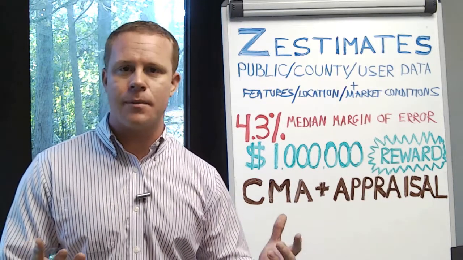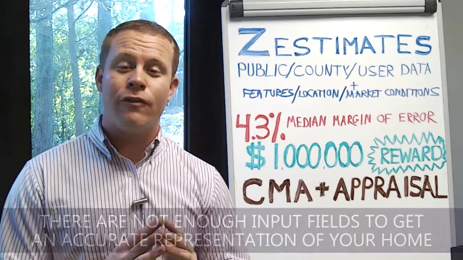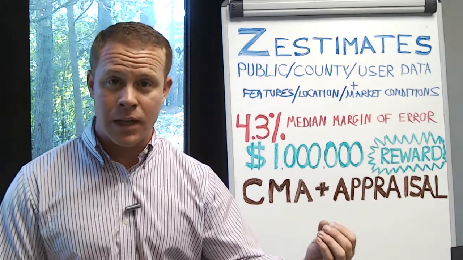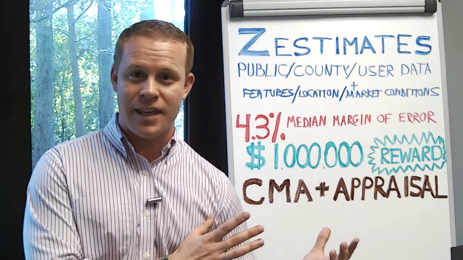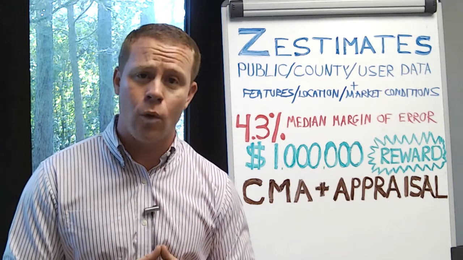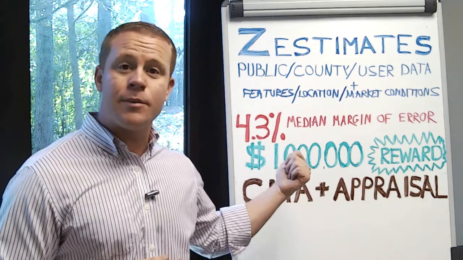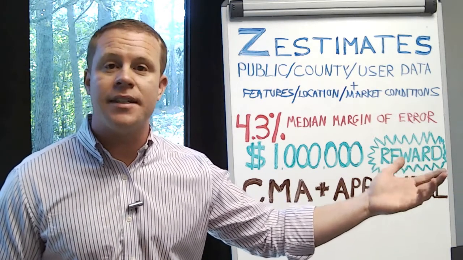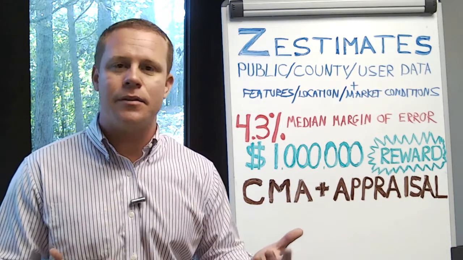The reason for that is this. There simply are not enough input fields in Zillow for you to give them an accurate idea of all the features and benefits of your home. In my home, I could have a $25,000 kitchen. I could have a $250,000 kitchen. Zillow doesn't account for that in their algorithms. They also don't account for the condition of your home. So although 4.3 seems relatively low, when you're getting instances that are 30, 40, 50, 60% off, it throws a wrench into Zillow's Zestimate tool, in my opinion.